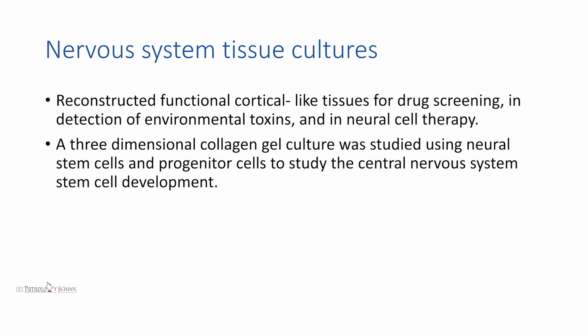Another experiment was of nervous system tissue cultures, and this was mainly focused on the functional aspect of the nervous system. So cortical-like tissues were reconstructed and the effects of drugs on these tissues were studied. And neural cell therapy was also experimented. The three-dimensional collagen gel culture was used for neuronal stem cells and progenitor cells to study central nervous system stem cell development.